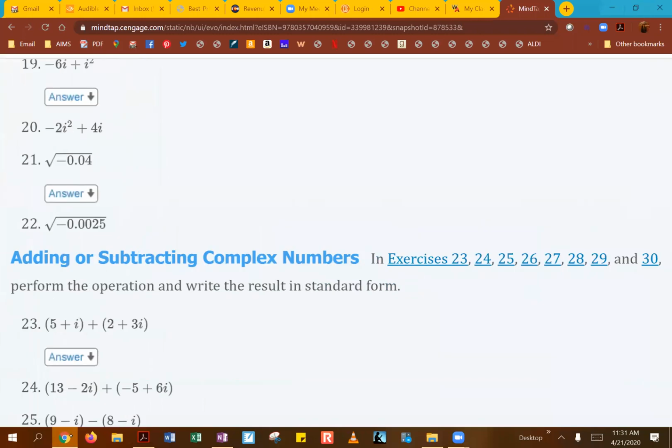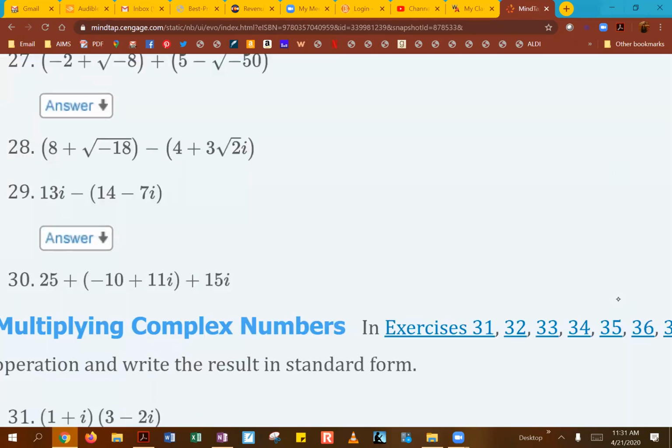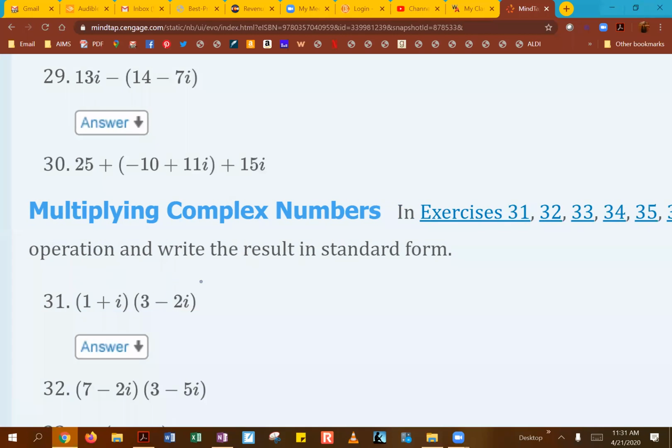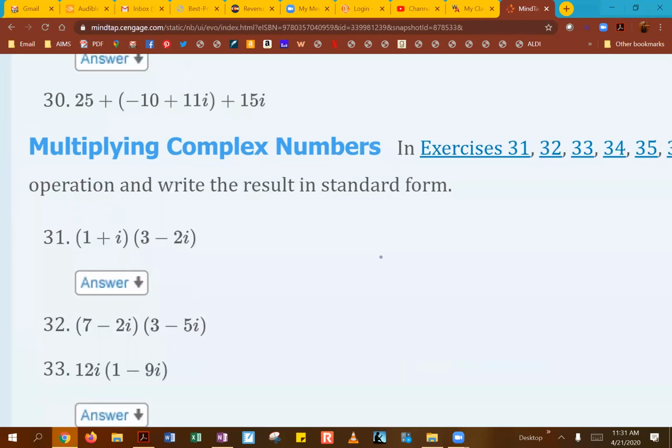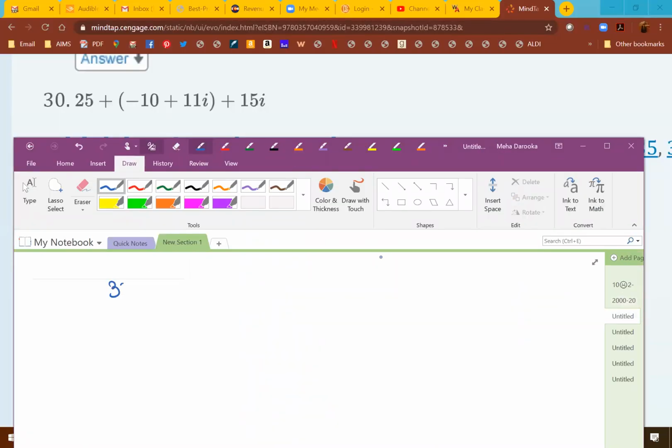Okay, so we're looking at number 30, and the instructions here are perform the operation and write the result in standard form. So again, we're looking at number 30 over here. So let me see what answer you come up with.